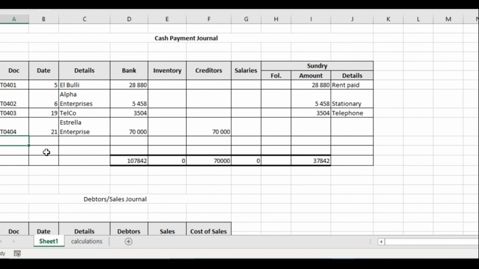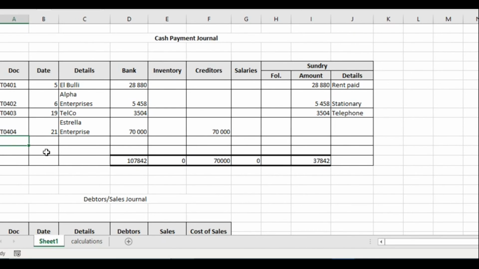So when we move on to the next day, guys, this is the next day. So the next day, we deal with the 22nd. We paid salaries worth 59,850 by electronic transfer to Yakima Traders employees, reference T0405.